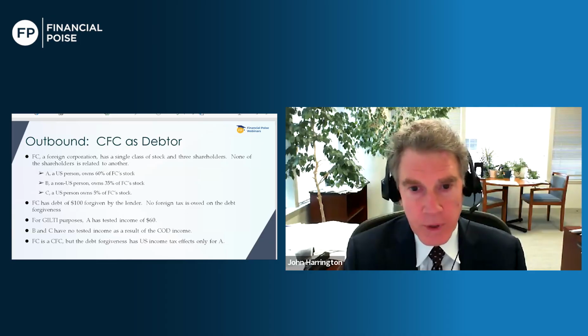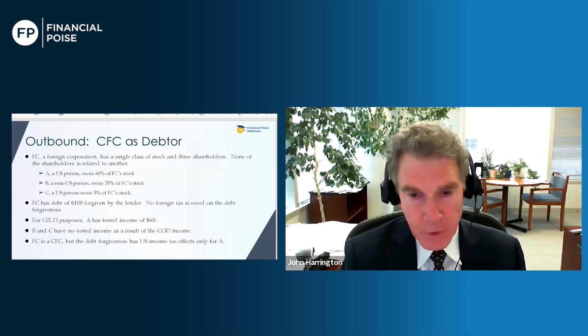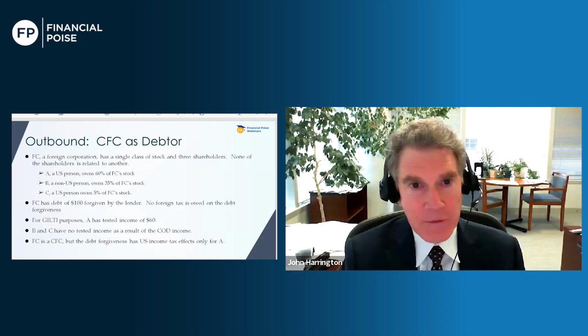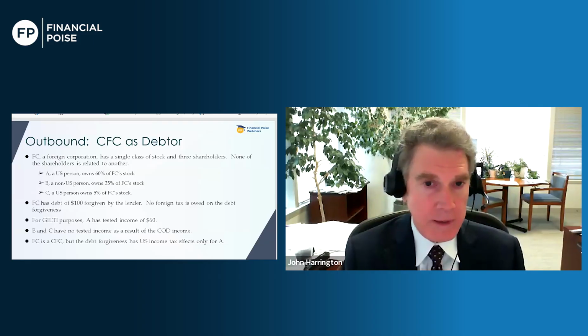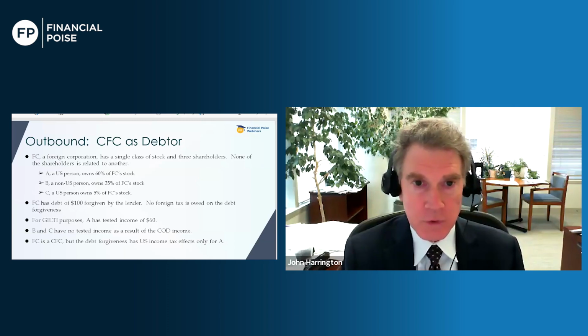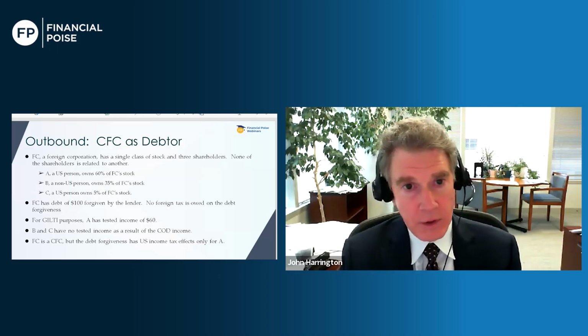The foreign corporation has $100 worth of debt that's forgiven by the lender. And let's assume that the country is kind in this regard. They don't have U.S. cancellation of indebtedness income, so there's no tax associated with this. This is purely something that exists from a U.S. tax standpoint. So from the foreign corporation standpoint, if it's not engaged in a conduct of a U.S. trade or business, it doesn't have any U.S. tax impact on the corporation itself.